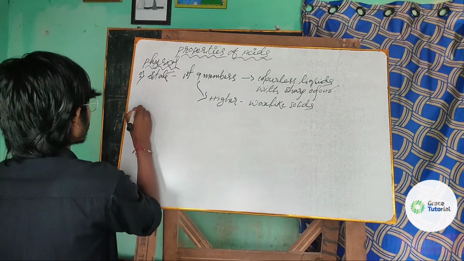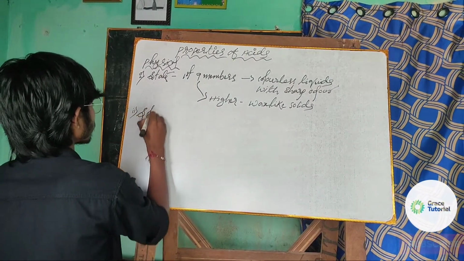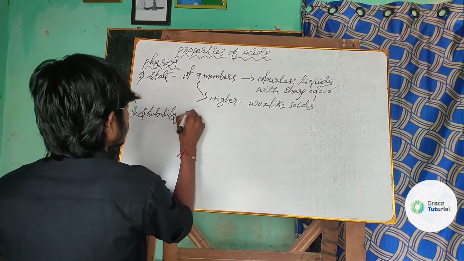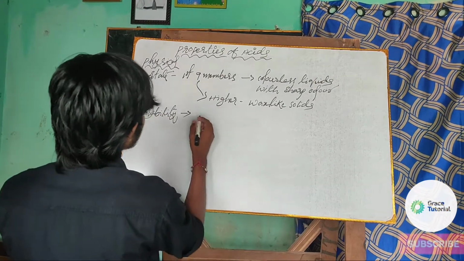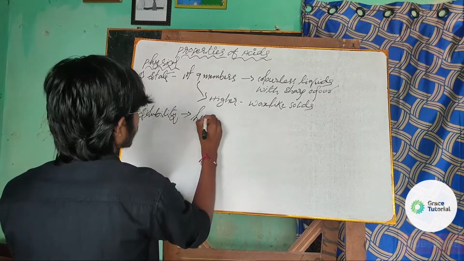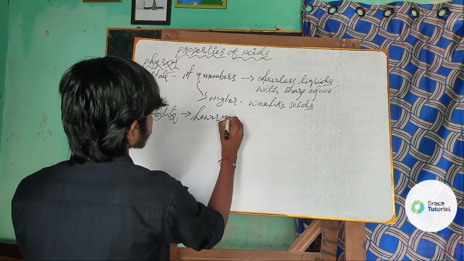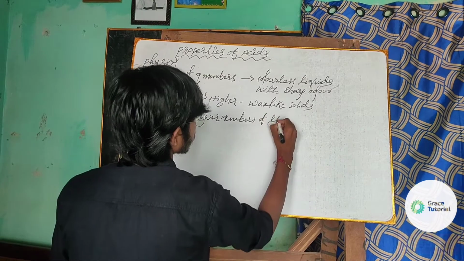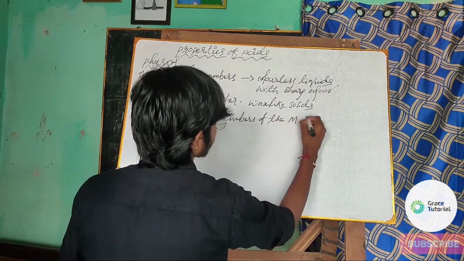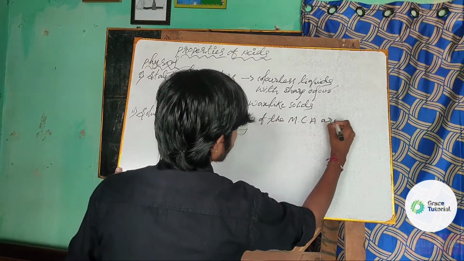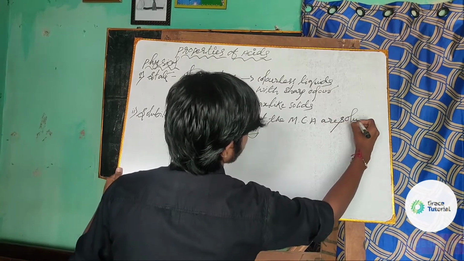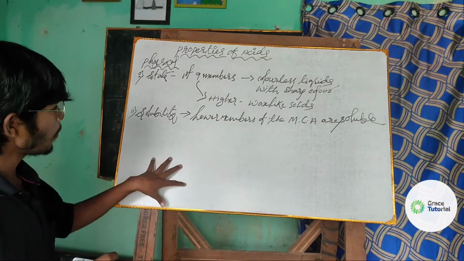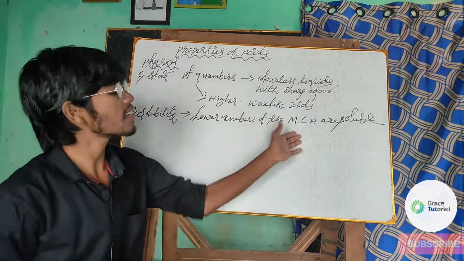Now we'll discuss solubility. The lower members of the monocarboxylic acids are soluble in water. So in solubility, we need to remember that the lower members of the monocarboxylic acids are soluble.